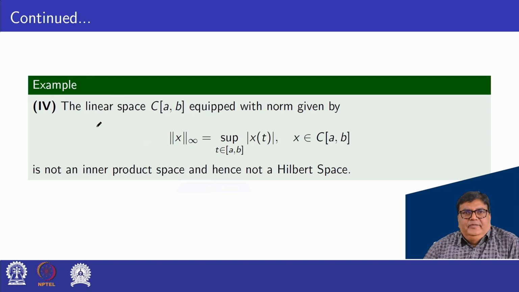Next example. The space C[a,b] equipped with the infinity norm, norm of x equal to the supremum of mod x(t), where t belongs to the closed interval [a,b]. Here x belongs to C[a,b]. C[a,b] means the set of all continuous functions on the closed interval [a,b]. So C[a,b] is not an inner product space and hence not a Hilbert space.